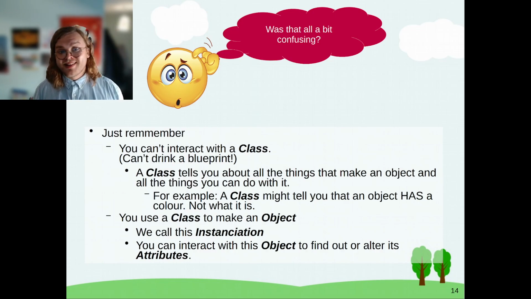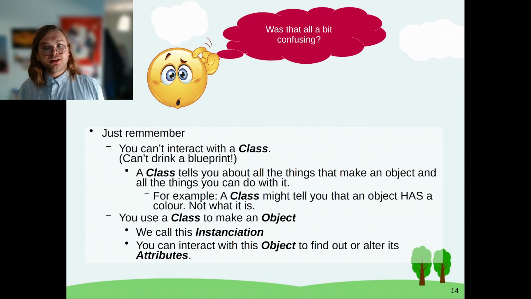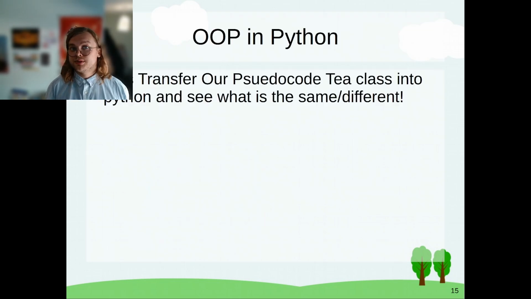So, just remember, you can't interact with a class. You can't drink a blueprint, can you? A class tells you about all the things that makes an object and all the things you can do with it, right? So a class will tell you that an object has a colour, but not what it is. You use a class to make an object, and this is called instantiation. And you can then interact with this object to find out or alter its attributes, right?